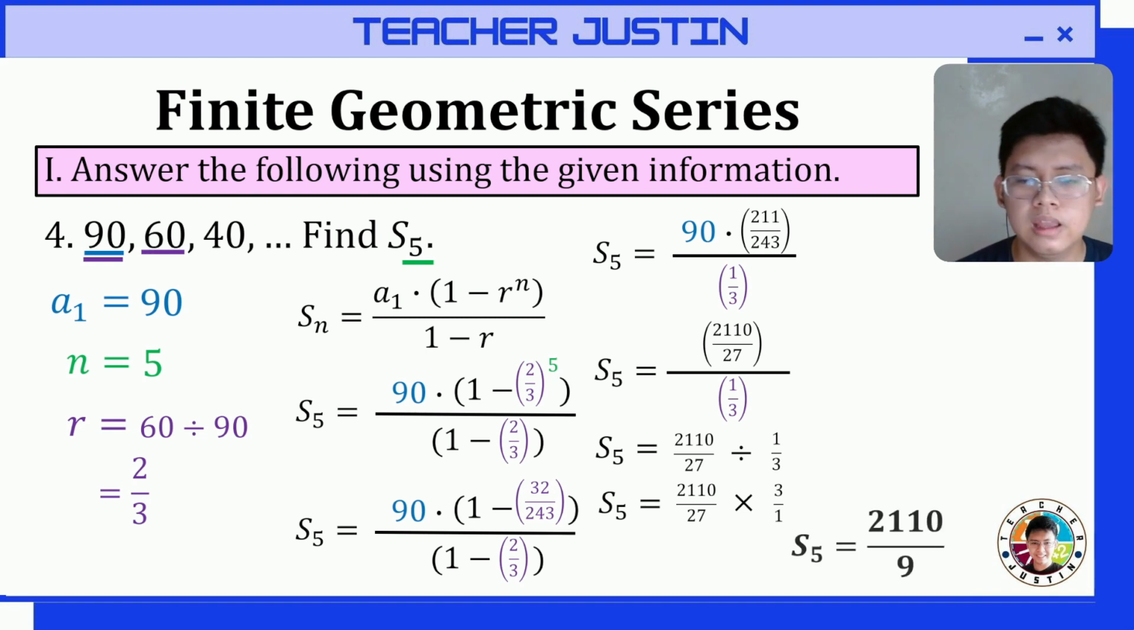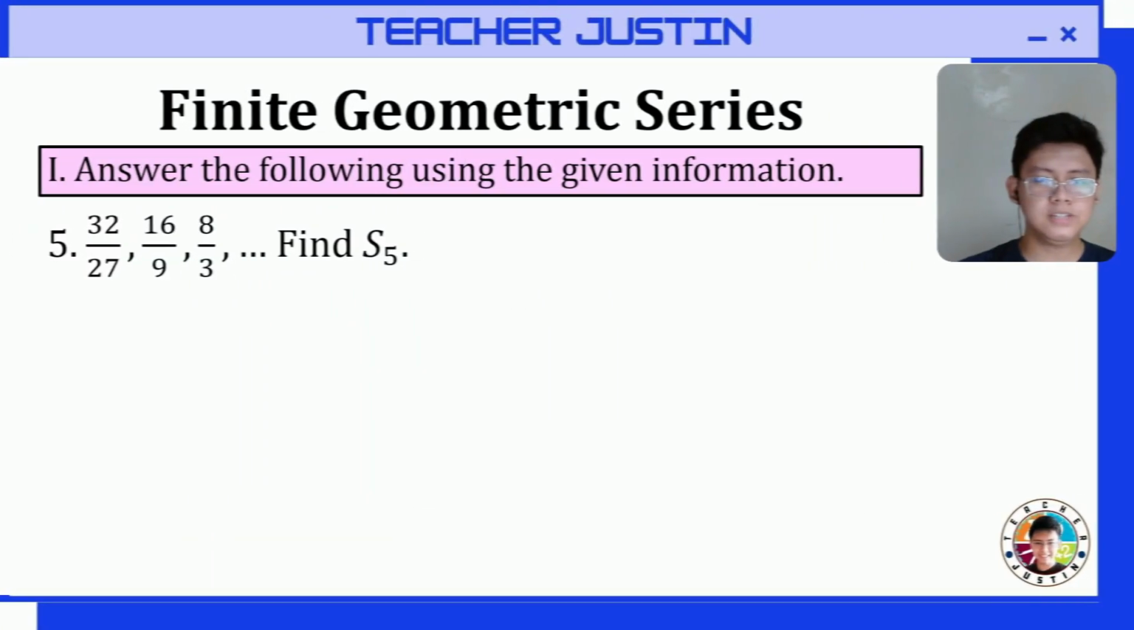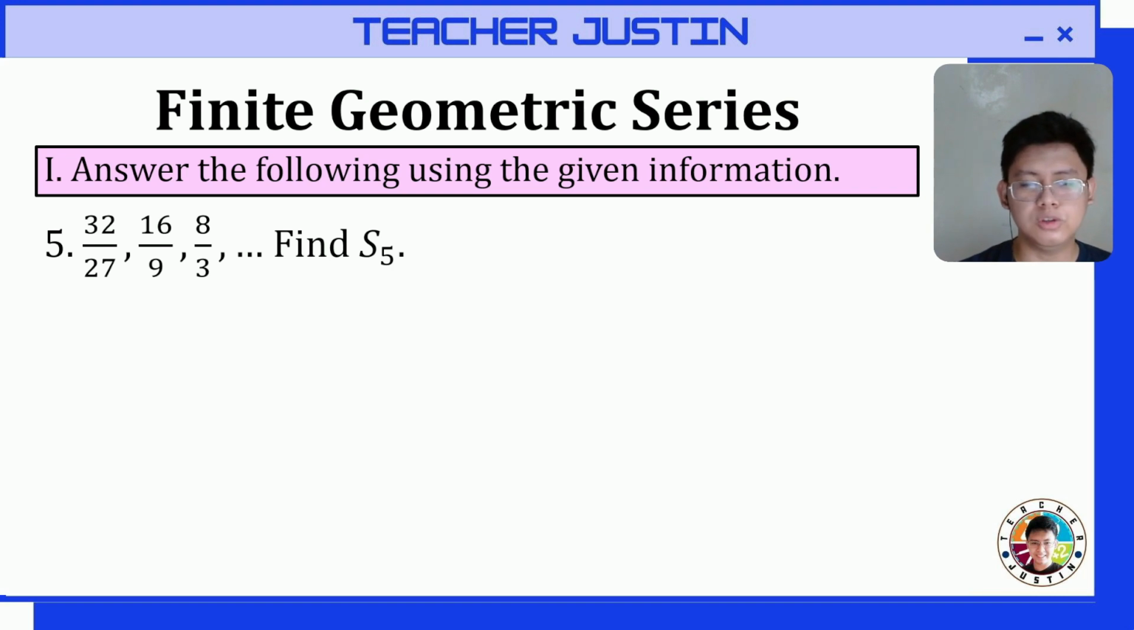We will end up with the sum of the first 5 terms, which is equal to 2,110 over 9. And that's it. Ta-da! Alright. Okay, let's find the sum of the first 5 terms of this geometric sequence.